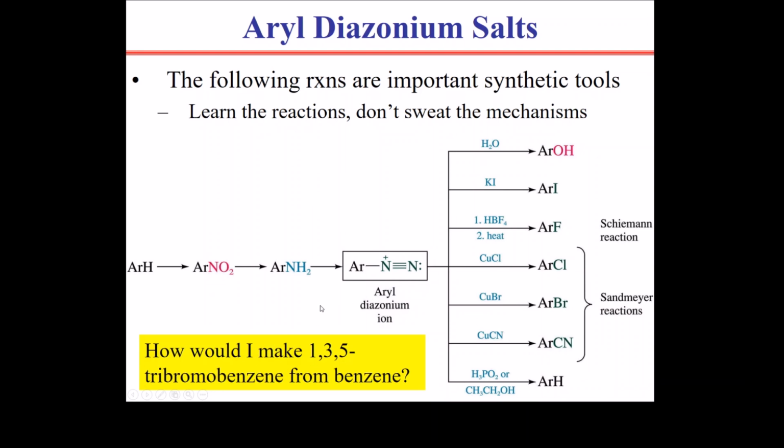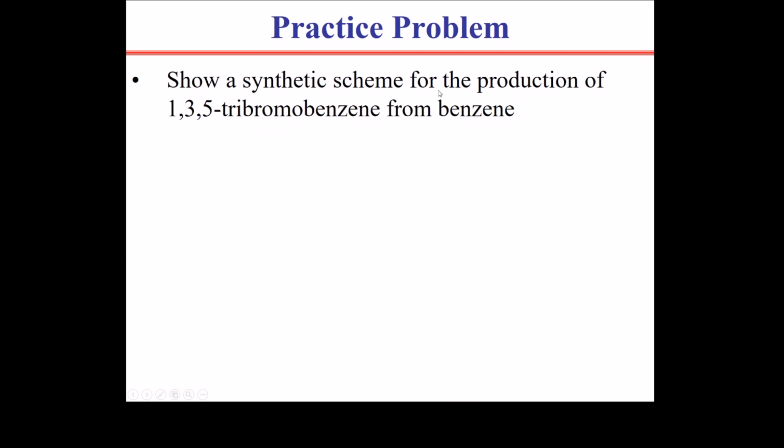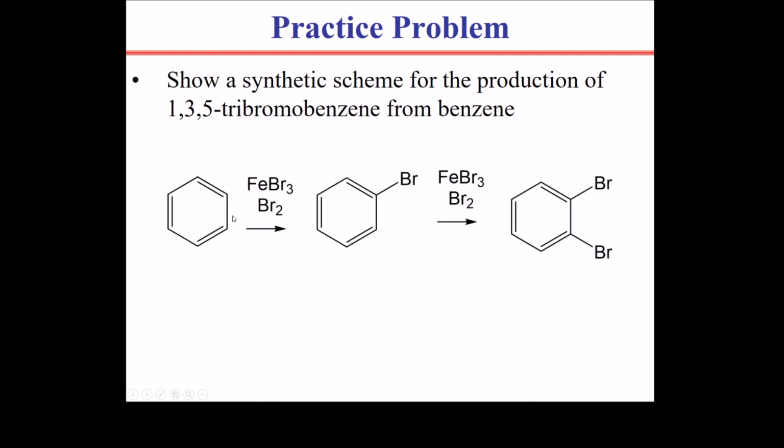Let's apply this to a specific question. Show a synthetic scheme for the production of 1,3,5-tribromobenzene from benzene. And if you didn't understand anything we're talking about today, you might try this reaction, where I need to put a bromo group on a benzene. So I'm going to use electrophilic aromatic substitution and catalytic bromination of my benzene. You run it once, and a bromine adds.